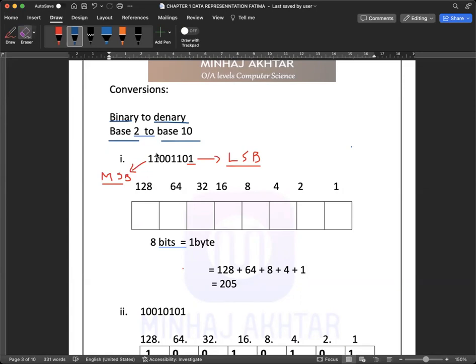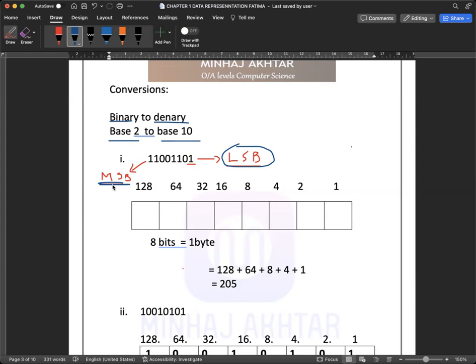1100 1101. Perfect. This is a good question. So you can see there are bits, ones and zeros, because it is in binary. So the last bit you see on the screen is called LSB, that's called least significant bit. And the first bit is called MSB, that's called most significant bit, right? Least significant bit and most significant bit.